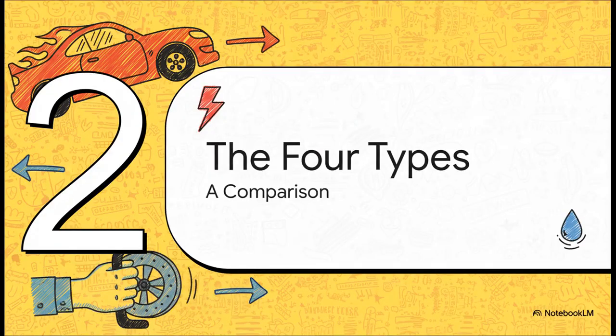All right, you ready? This is where it all comes together. When you combine those two systems, the accelerator and the brake, with those two actions, activating and blocking, boom, you get four distinct categories of drugs. Let's break them down one by one.